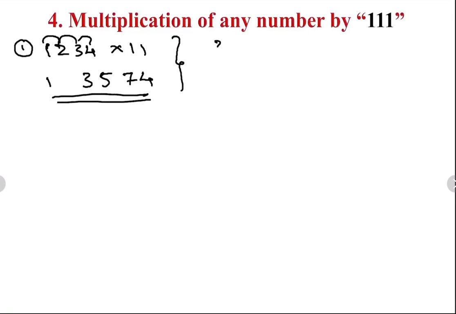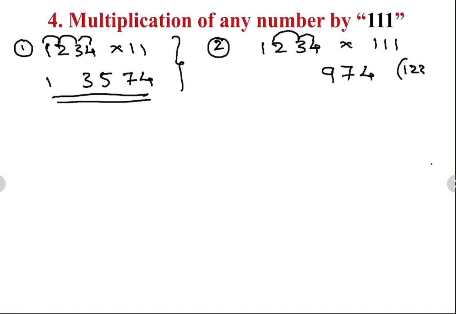If it is 111, for example, the same example, we will take 1234 multiplied with 111. Keep 4 at the right, then 4 plus 3, 7. Next, 4 plus 3 plus 2, that is 9. Means you have to go with the 1, 2, 3, 3, 2, 1 combination.